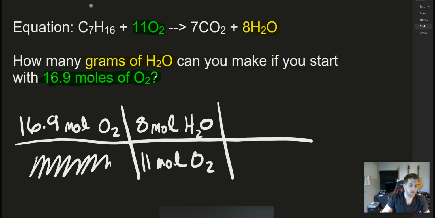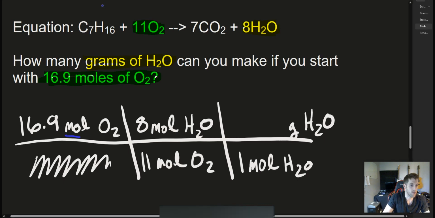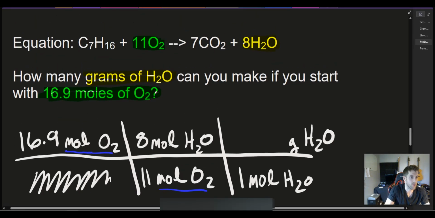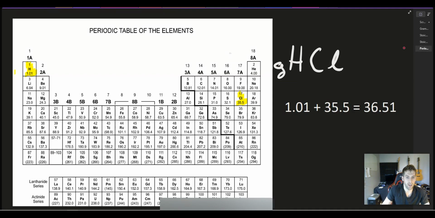The last thing we need to do is cancel out these moles of H2O. And we're going to do that by finding out in 1 mole of H2O how many grams of H2O there are. And notice yet again, these moles of O2, moles of O2, are going to cancel out. We also have moles of H2O, moles of H2O. Those are going to cancel out, and we're going to be left with our grams of H2O. So we got to go back to our periodic table and find out how many grams are in H2O.